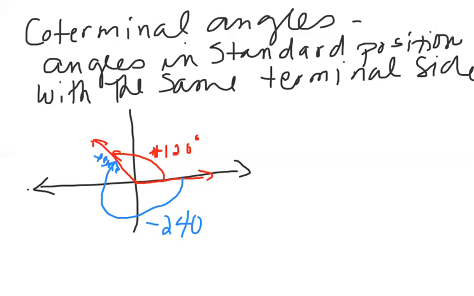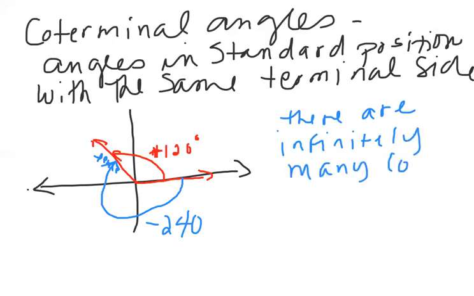Now, it's very easy for you to find angles that are coterminal. By the way, there are infinitely many coterminal angles. Yeah, I hope you guys can see that. Coterminal angles. There are infinitely many coterminal angles.